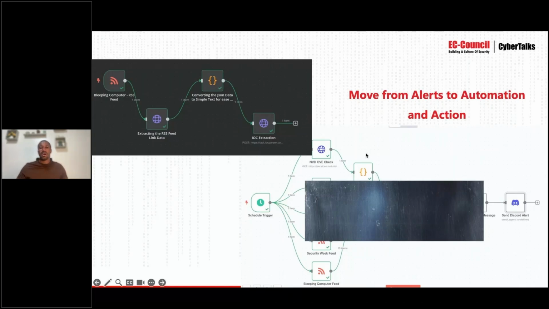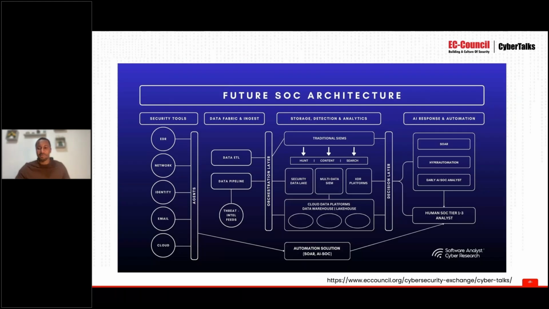What is the future of the Security Operations Center? I got this diagram from a software analyst called Cyber Research, and we're looking at the tools with the data fabric, where we have ingestion and how we store the detection analytics. If you look at the previous slides that I talked about, and then how do we respond to them? Now, from the EDRs, the network devices, to also looking at your emails, cloud, and entities, you're looking at how to actually put everything together and start doing security orchestration, automation, and response.